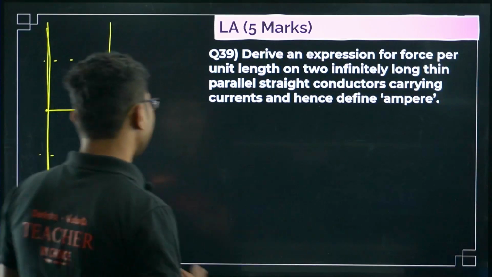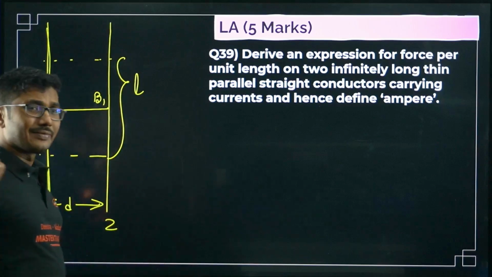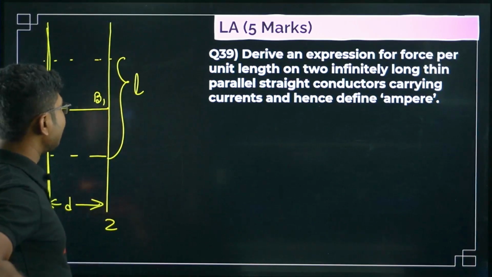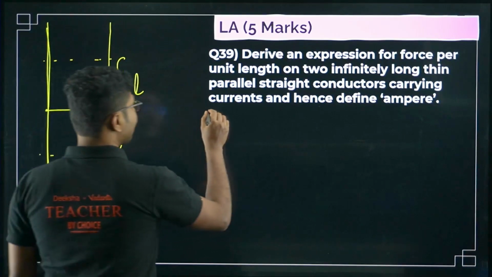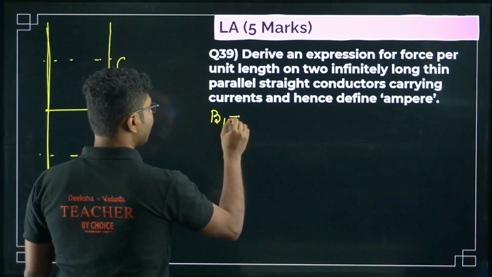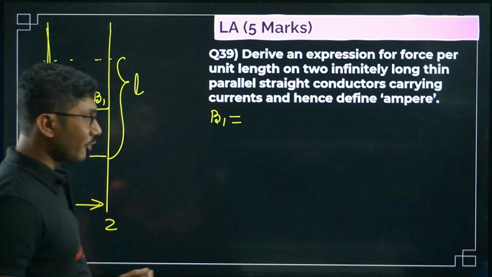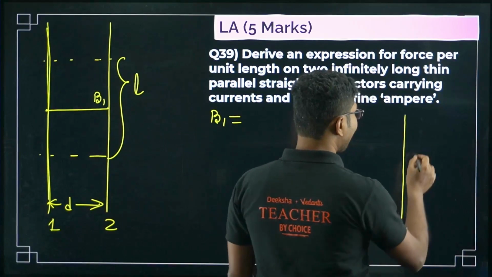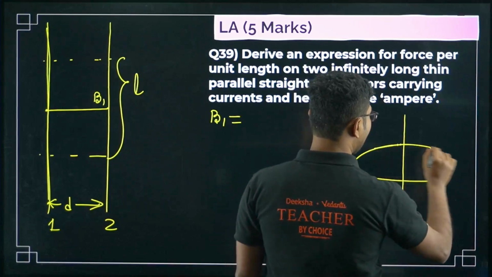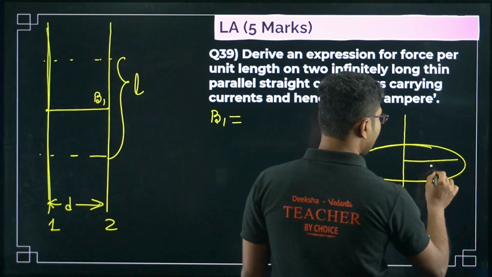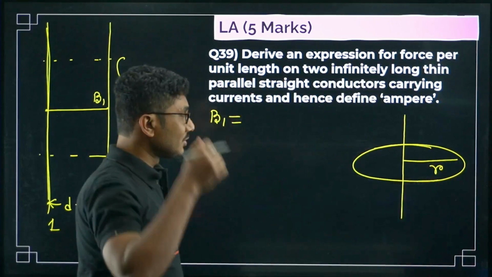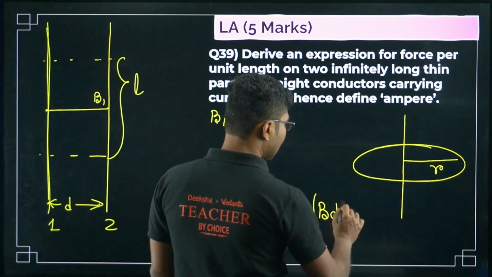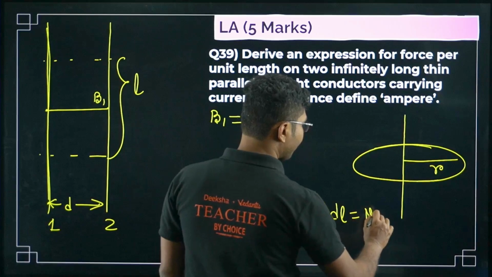Ampere definition I will not give in this lecture. I have already given it multiple times, but I will tell you how to do that. For now we will just concentrate on the derivation. So B1 is basically equal to, what is the formula? If you forget the formula, you have to remember it for a single wire. So this is a single wire carrying current. You can consider an Amperian loop of radius r. This is how you can remember. So integral B dot dl equals mu naught I.